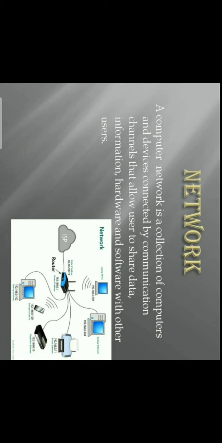So a computer network is a collection of computers and devices connected by communication channel that allow user to share data, information, hardware and software with other user. So we can say, I have given you an example of printer and organization. So here computers are the separate computer or n number of computers available in that organization. Devices are the printer or scanner, and communication channel can be wired or wireless. It can be Bluetooth or hotspot or something like a router we can use, so that data can be shared or information can be shared with each other.